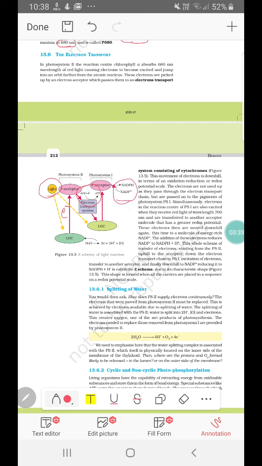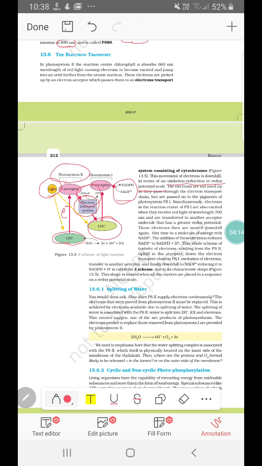Here you can see different levels: the level of this LHC, then PS2, ETS, then again the LHC of PS1 and NADPH. These are the different levels, and they are on the basis of the oxidation reduction ability, or the redox potential. If there is high redox potential, it is at a higher level. If there is low redox potential, it is at a lower level. For example, if we just see photosystem 2 and 1, clearly photosystem 1 is higher, which means its redox potential is greater.